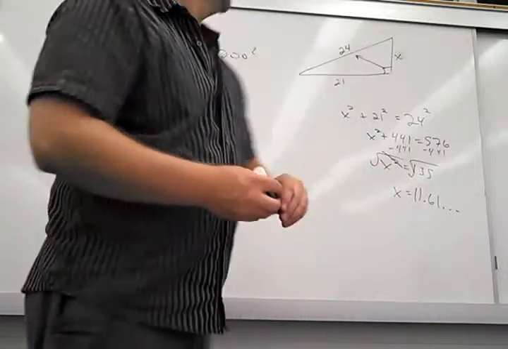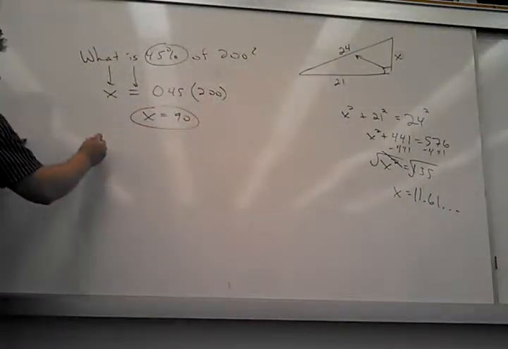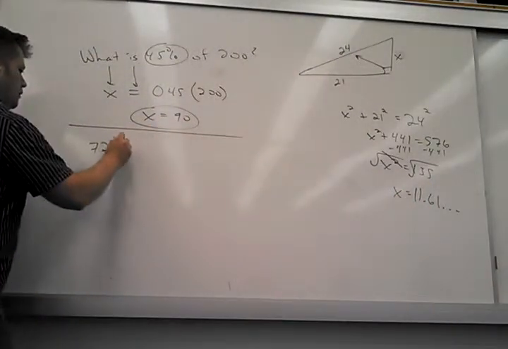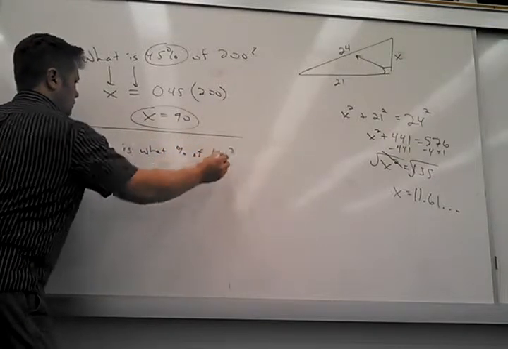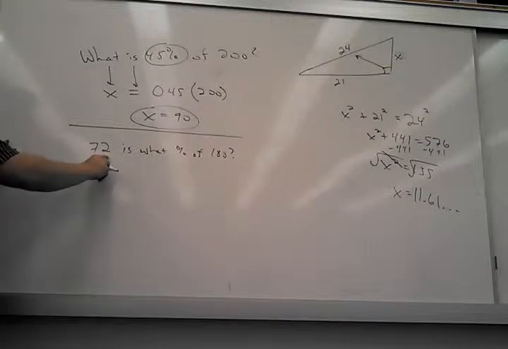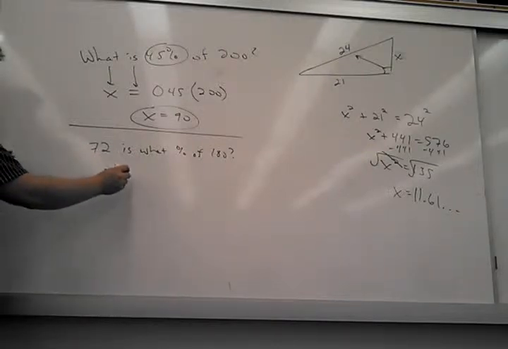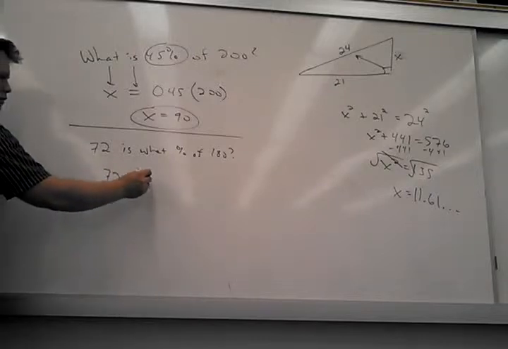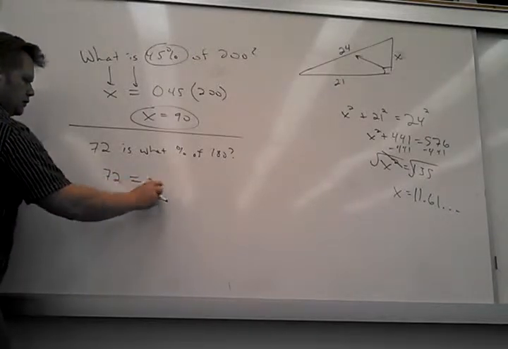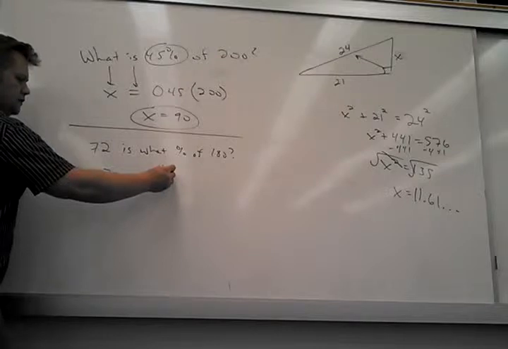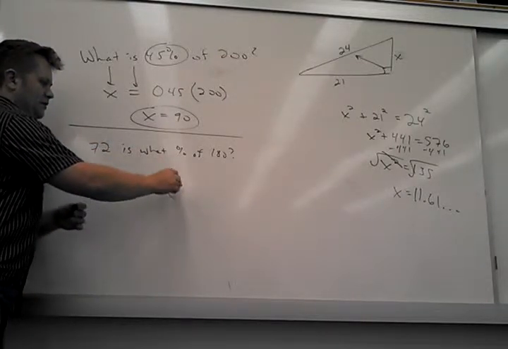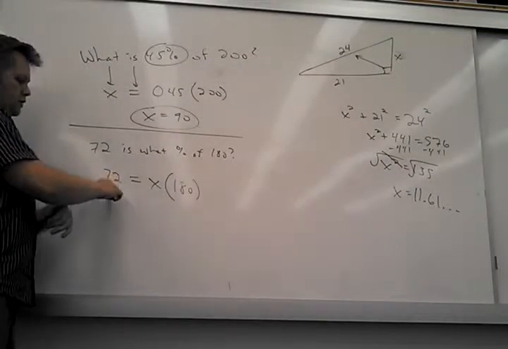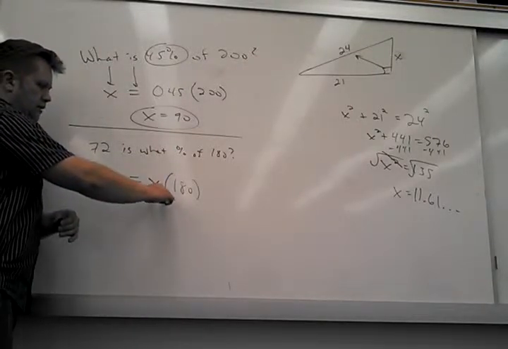Part B. So if I have 72 is what percent of 180, how does that look as an equation? 72 equals X, what percent, so I put X. Of means multiply, 180. So 72 is what percent of 180?